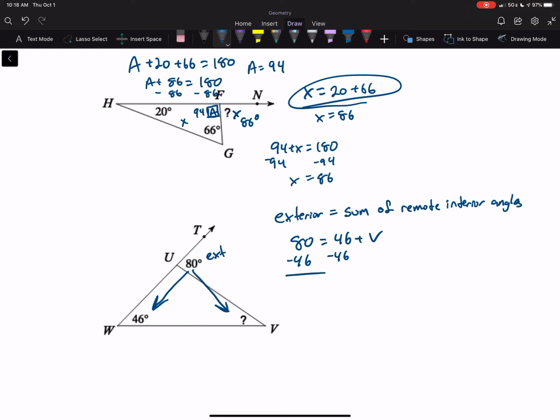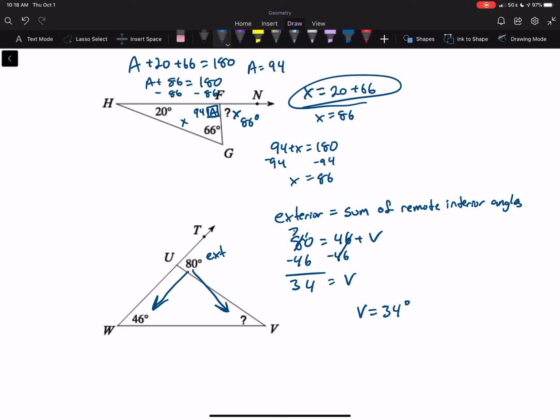And then this one, if you want to do the math properly, you can borrow here. 10 minus 6 is 4. 7 minus 4 is 3. That crosses itself out. So v is equal to 34 degrees.